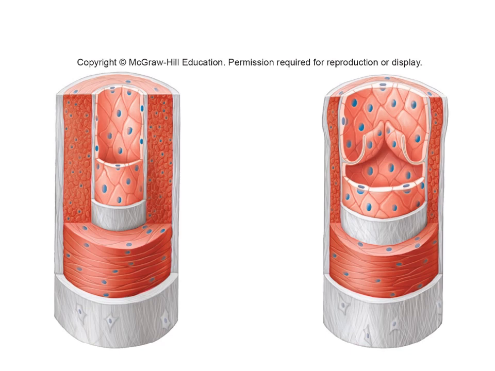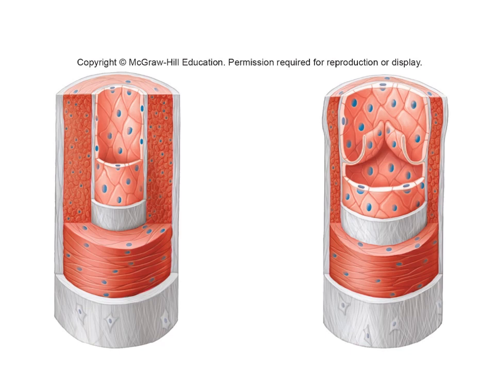There are 3 layers. You've got an outermost layer called a tunica. They're all called tunics, by the way, or tunicas. Tunica externa is the outermost layer. Tunica media is this middle layer, and then there's an internal layer called the tunica interna. Both arteries and veins have these 3 tunics.